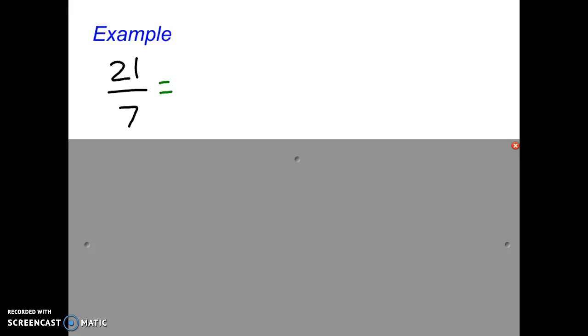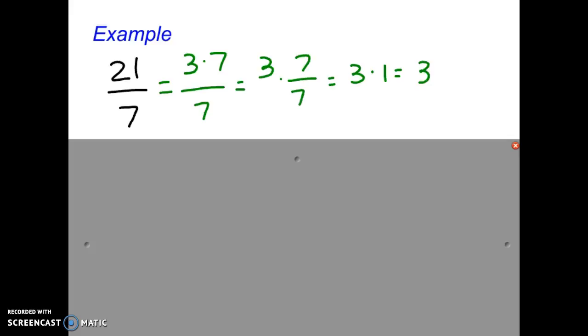All right, 21 can be broken down into 3 times 7, and 7's prime, so you cannot break that down. If we follow proper mathematical processes, if we use the associative property, we can regroup this into 3 times 7 divided by 7. We know 7 divided by 7 is 1, and using the multiplicative identity, 3 times 1 gives us 3.